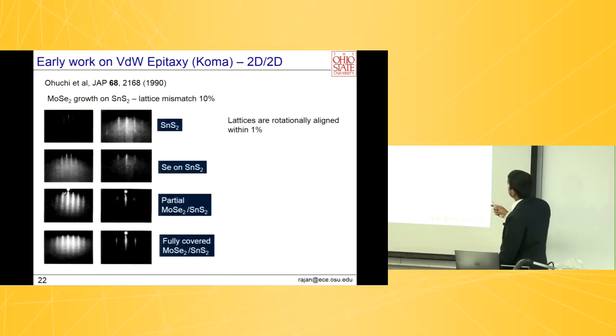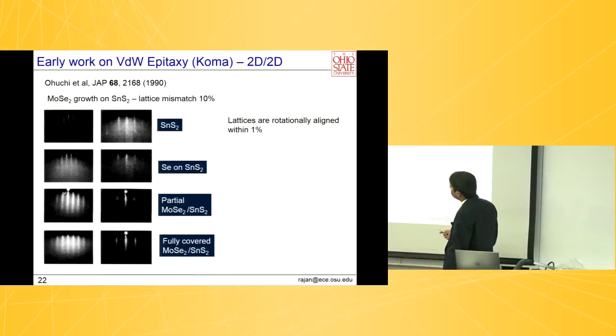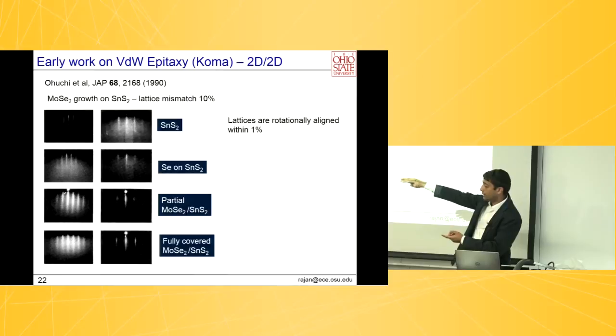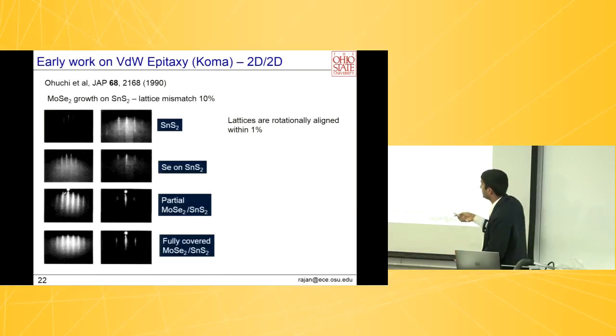In very early work, what Koma's group did is they started looking at growth of 2D materials on 2D, MoSe2 on SnS2. Both are layered materials with pretty high lattice mismatch. And what they found is that depending on the growth conditions, you can get crystalline MoSe2 on SnS2. So let me show you what's happening over here. Okay. So let's take this. This is just SnS2. This is the RHEED image. And what these streaks correspond to is basically the spacing. You shoot the electrons in a certain direction, you get the diffraction image. The atomic lines that are there, it's giving you a Fourier transform of that.